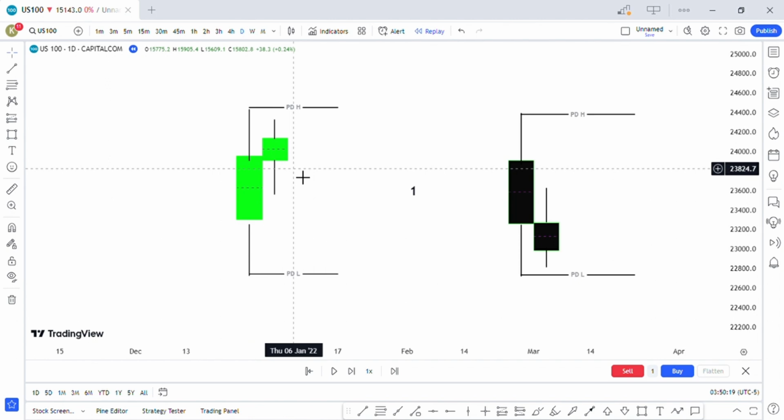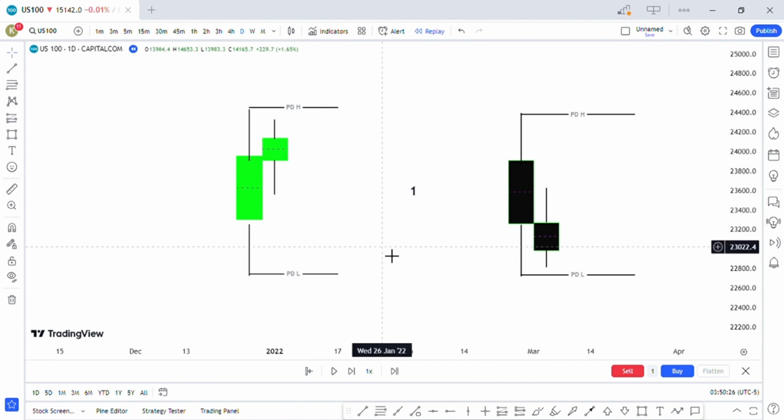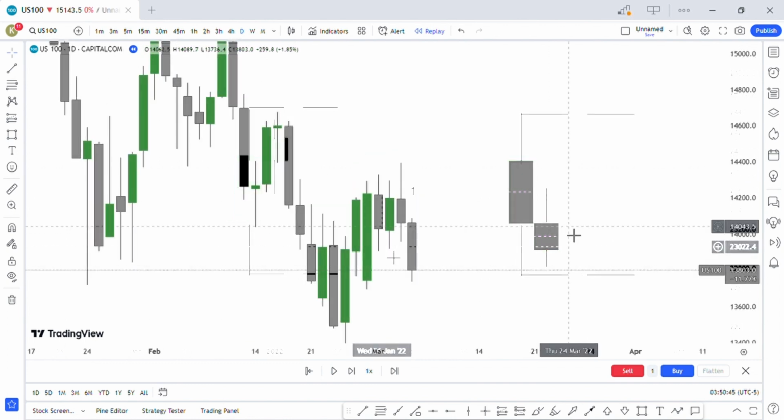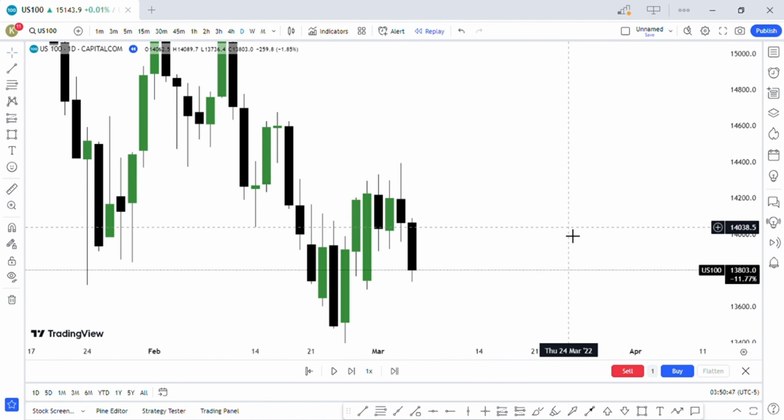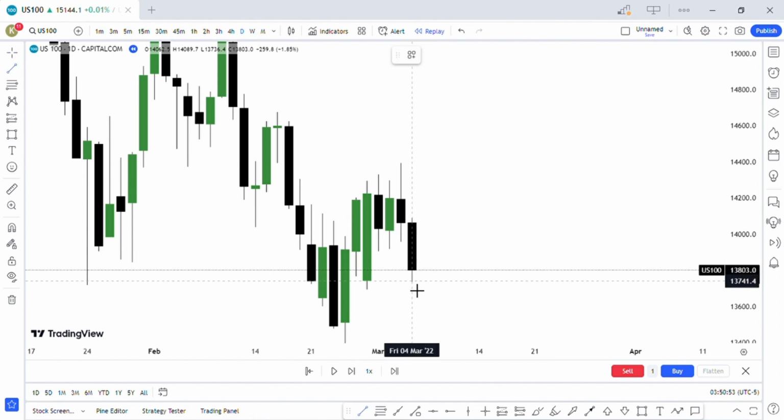Now that you understand the theory part of the ICT daily draw on liquidity, let's go to the market and look at it. Okay, we are on US 100, which is Nasdaq, and on the daily time frame. What you do here is you highlight your daily low. This is your daily low, and this is your daily high.